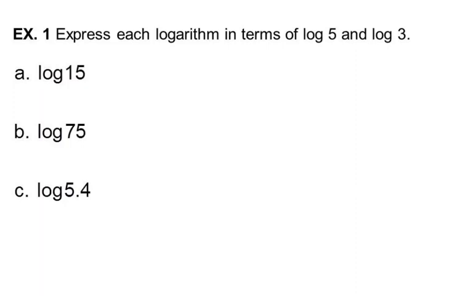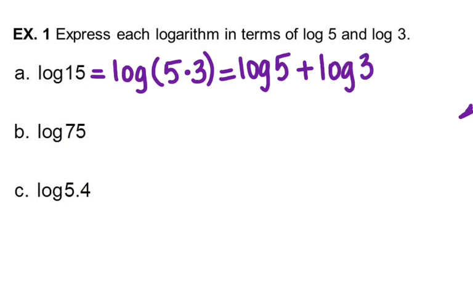So first we're going to express each logarithm in terms of log 5 and log 3. So what we want to do is figure out how these numbers relate to 5 and 3 so I can rewrite them in a different way. Well, I know that 15 is the same as 5 times 3, so I could write log of 5 times 3, that's the same as 15. Then I can change the value, and since I know that multiplication changes to addition, I can write log of 5 plus the log of 3. Now we're not actually finding out what this value is, we're just rewriting these in other terms.